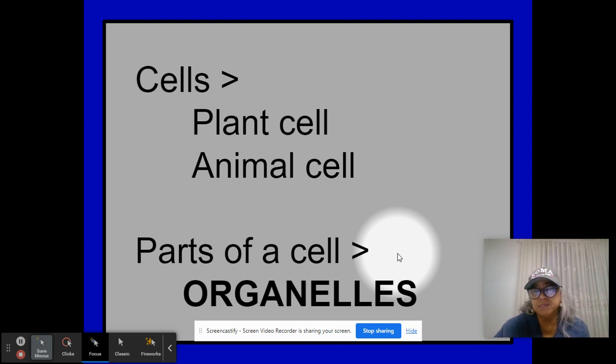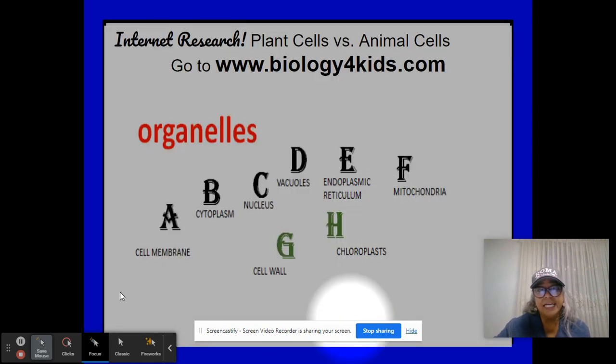So, we talked about cells before and we said that there are two kinds, plant cell and animal cell. Now, the parts of a cell, there is a word for that. It's called organelles. So let's move in. And you have one, two, three, four, five, six, seven, eight organelles that we just discussed in class. So either the cell membrane, cytoplasm, nucleus, vacuoles, endoplasmic reticulum, and the mitochondria.